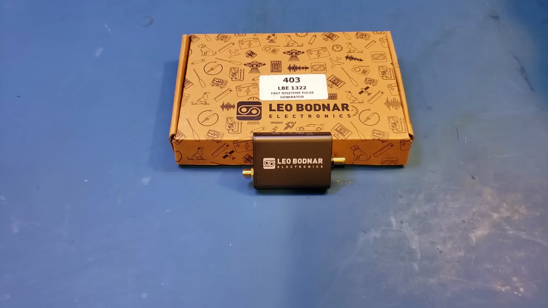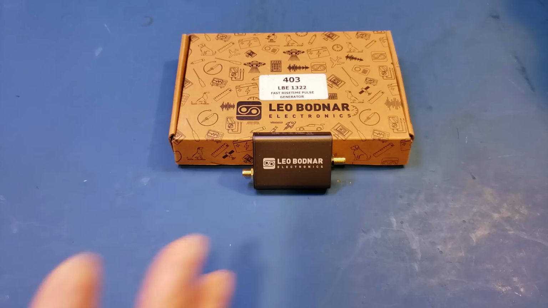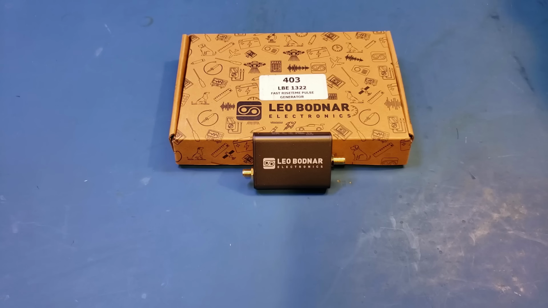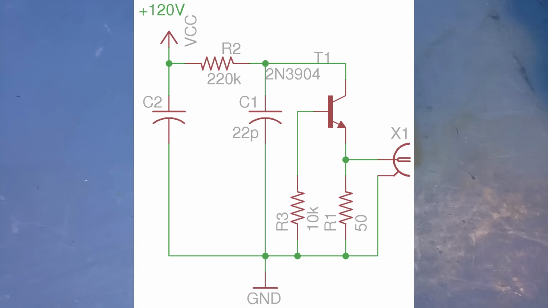So what exactly is this Bodnar fast Risetime pulse generator, you may ask? Well, it essentially is a square wave generator with extremely fast rising edge and falling edge. For those who follow my channel, you have probably seen my reviews of many oscilloscopes over the years. One of the tests I typically do is measure the rise time of a fast rising signal using my avalanche pulse generator and verify the claimed oscilloscope bandwidth.